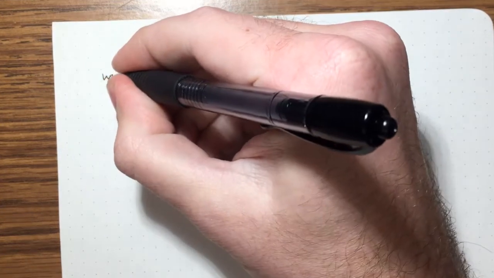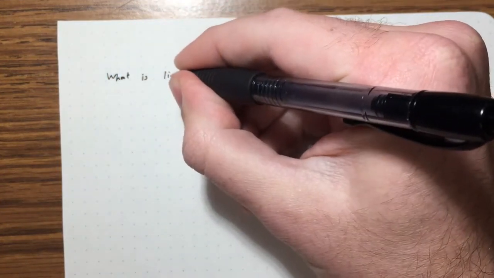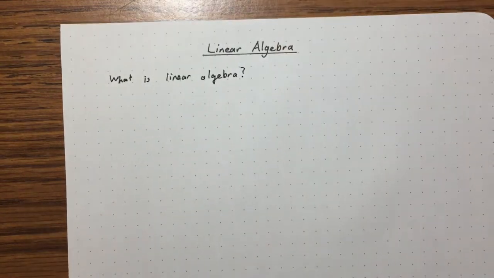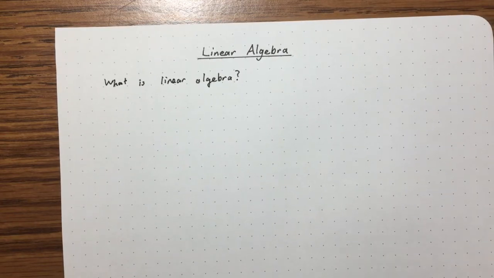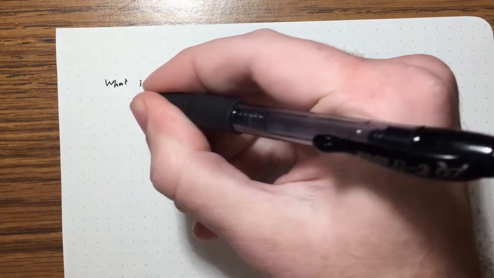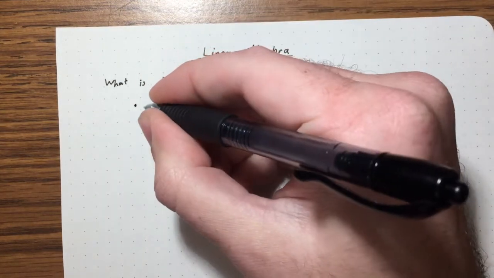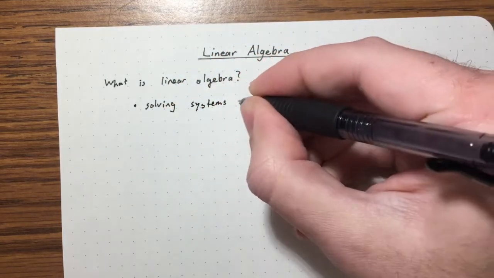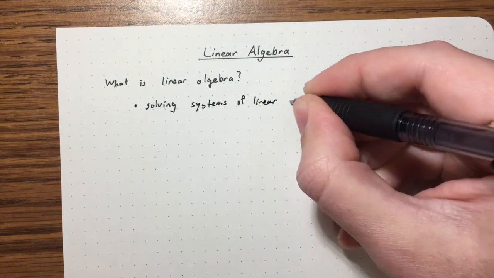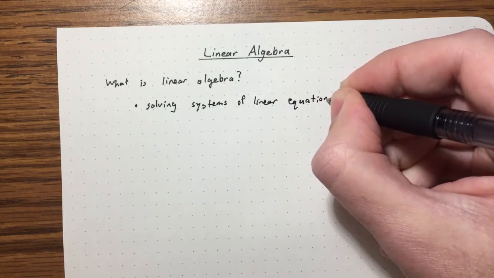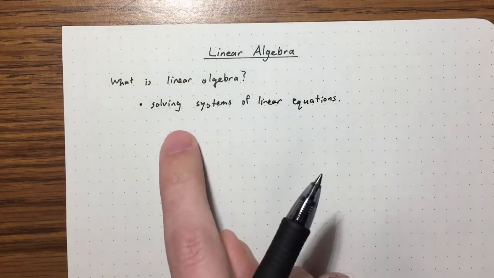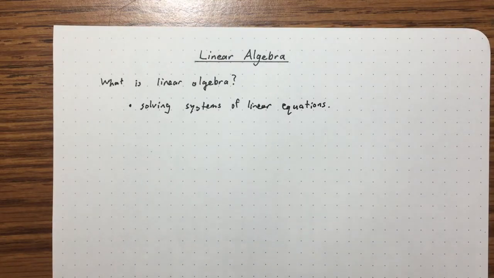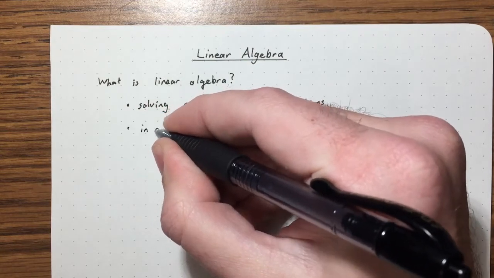What is linear algebra? Well, first of all, a big part of linear algebra is something that you've probably been doing for a while, which is solving systems of linear equations. And I think a lot of people would tell you that's actually the main part of linear algebra. It's not necessarily all of linear algebra.